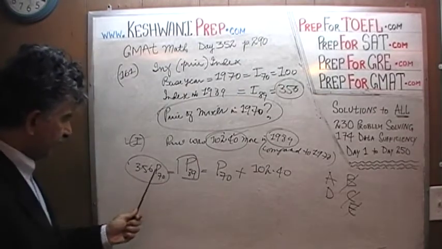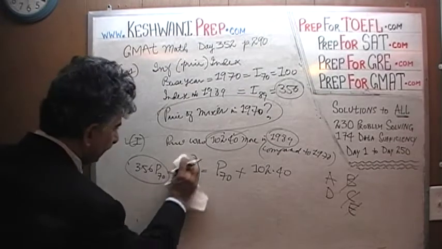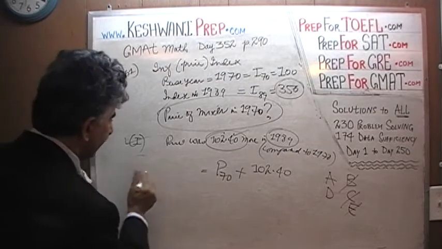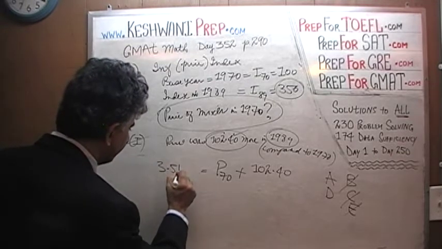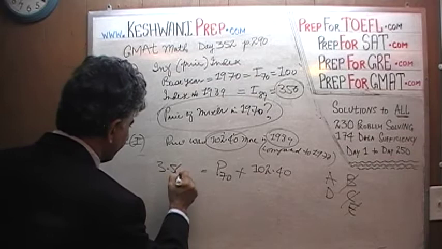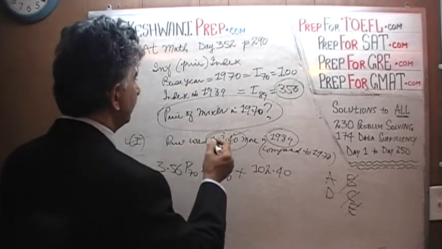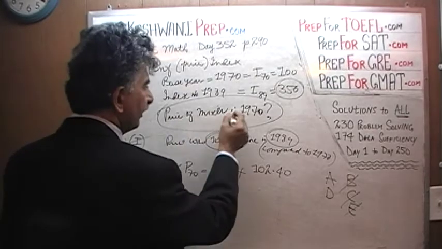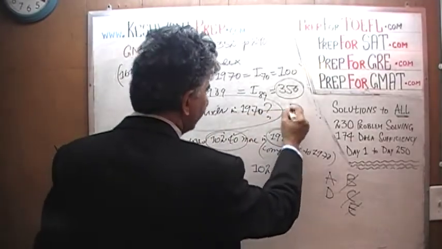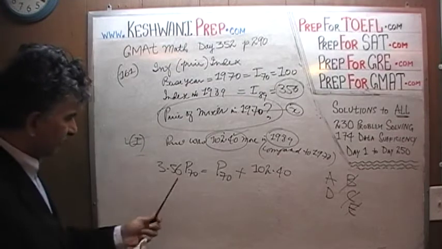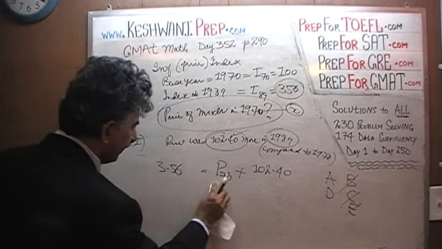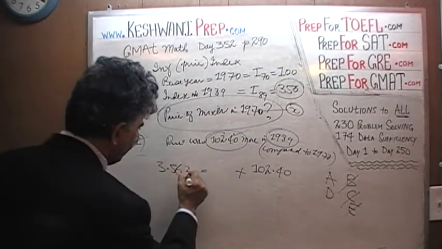Okay, the price in 1989 is this amount. I'm going to write this together so that it's easier to see. It is 3.56 times the price that prevailed in 1970. Let's call the price of the mixture in 1970 X. Okay, so this is easier. This is very cumbersome. Let's replace this thing with letter X so that it's easy to deal with.